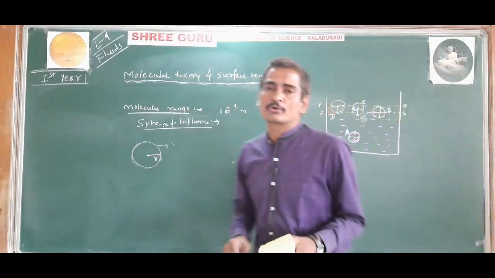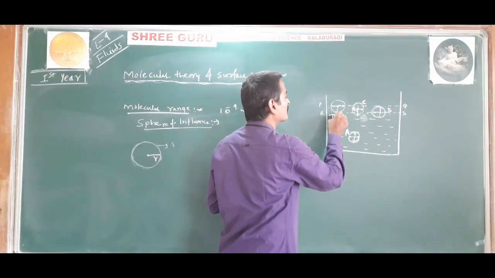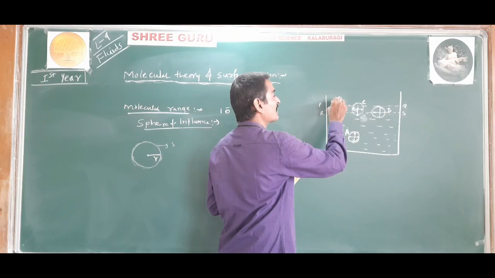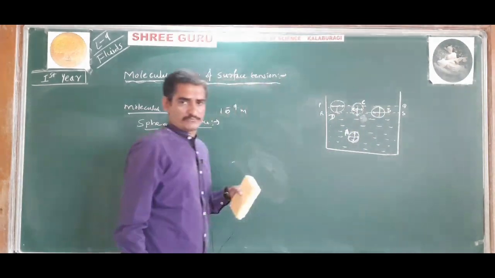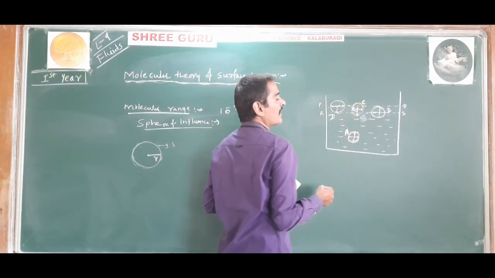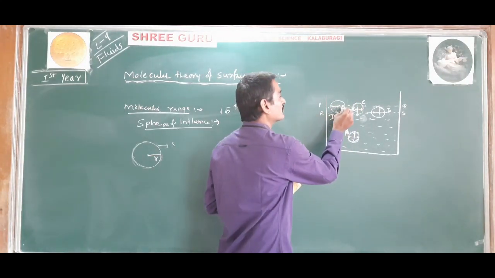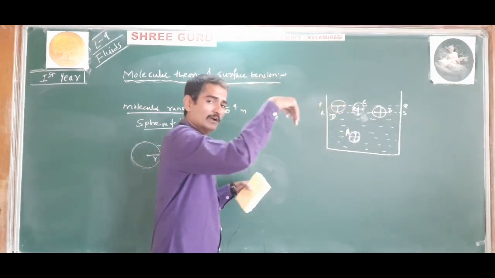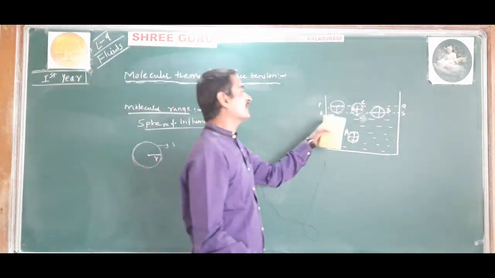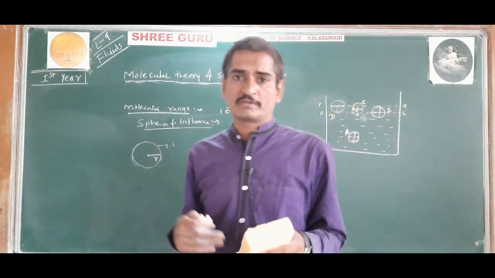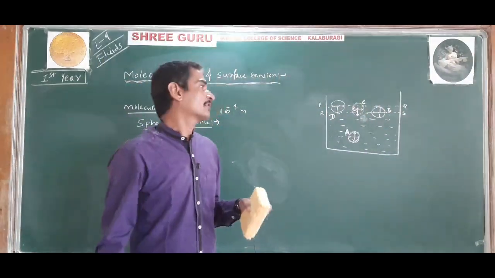And now see the molecule D. For molecule D, there are no molecules in the sphere of influence in the upper half. Only the molecules present within the sphere of influence in the downward direction. Hence, the molecule D will experience a net downward force.